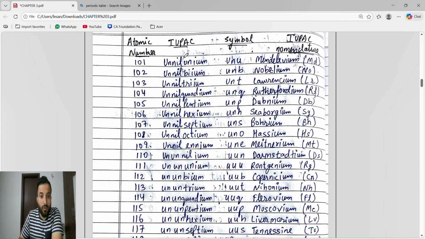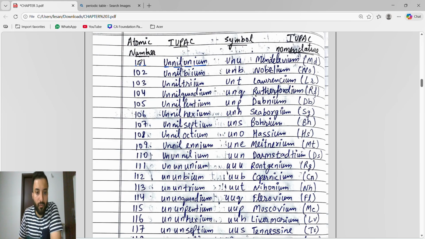Okay, see, this is the IUPAC name. This is the IUPAC nomenclature real name. Now guys, if I take 101, what does 101 mean? 1 is un, 0 is nil, again 1 is un. At the last, what do I have to put? ium. So the name for 101 is unnilunium.